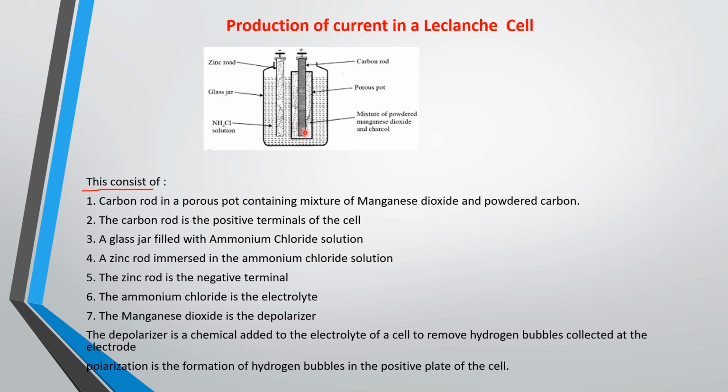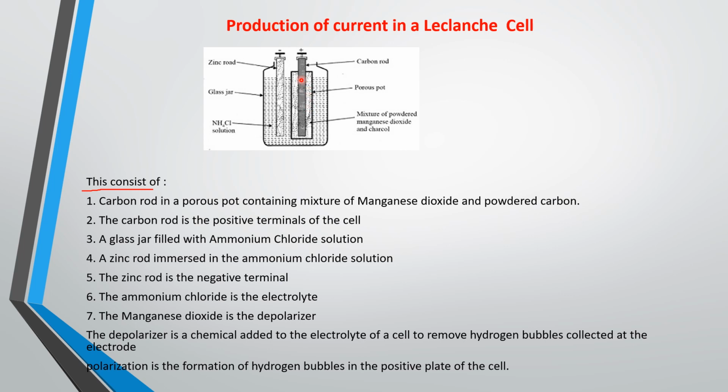Okay, so the depolarizer has its own function. The depolarizer is a chemical that is added to the electrolyte to remove hydrogen bubbles that are collected at the electrode. And we have the phenomenon that is called polarization. Polarization simply is the formation of bubbles of hydrogen on the positive plate of a cell. Because, as I said before, once you start the process and electricity is generated, hydrogen bubbles will begin to form on the positive terminal.